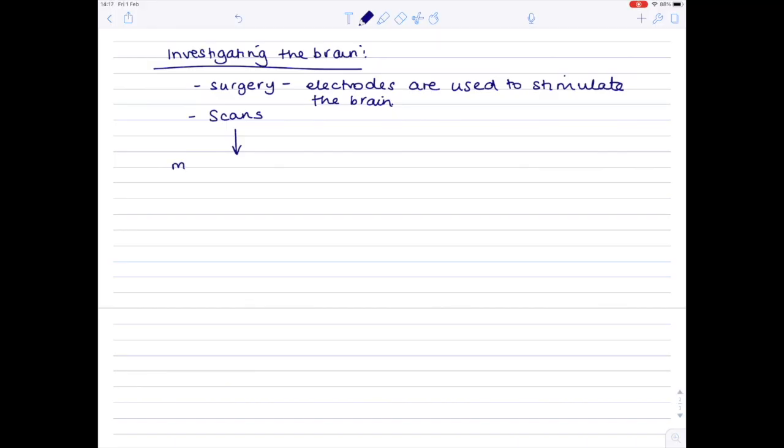So how can we actually look at our brains, look at its activity? Well, the most obvious way is through surgery, and electrodes are used to stimulate the brain. We can also do a number of different types of scan, which we need to look at in more detail. In terms of the advantage of using scans versus surgery to examine the brain, first of all, you get a more in-depth picture of the brain and you have very little risk of damage to the brain.